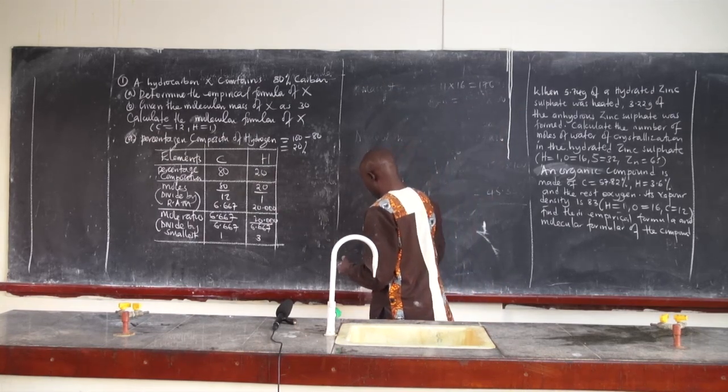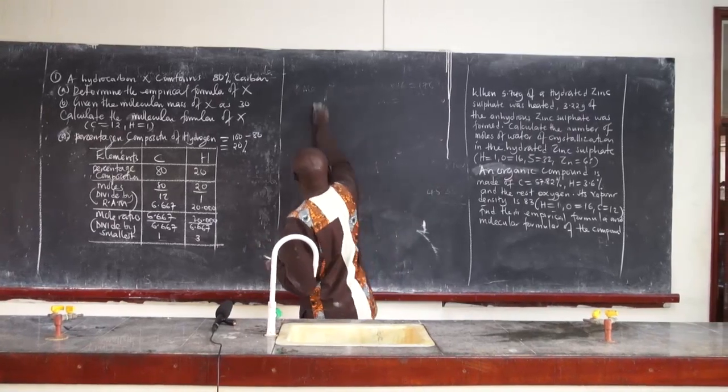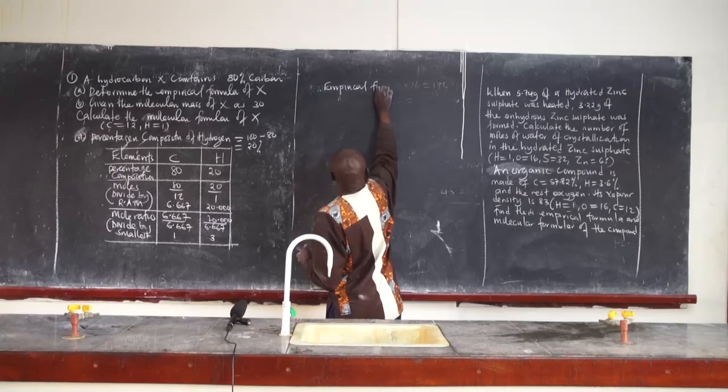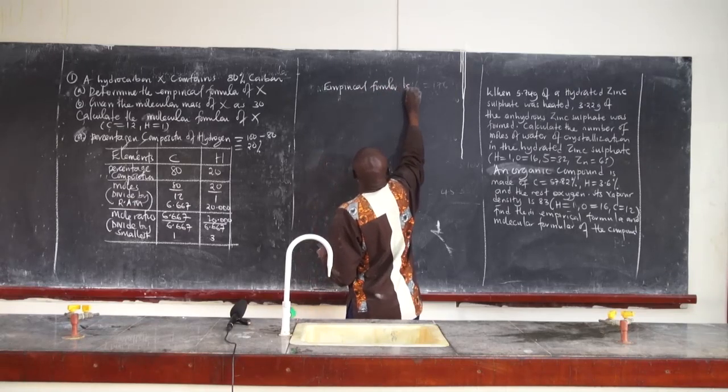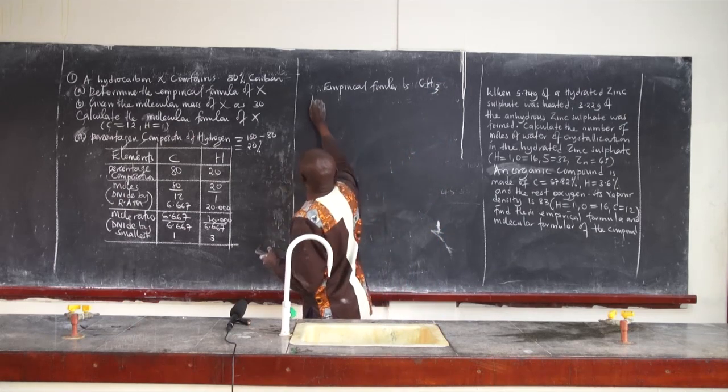So right away there, the empirical formula is CH3. Let's now look at the molecular formula in part B.